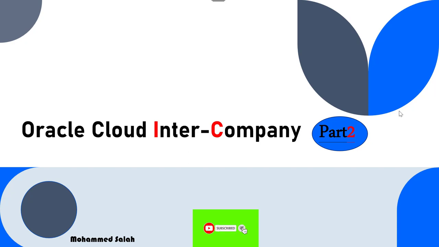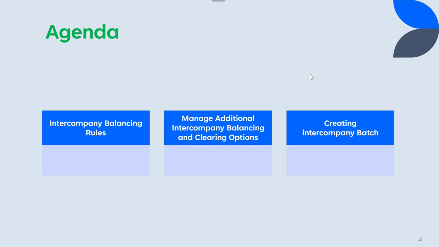Welcome to the second part of our cloud intercompany. In this part 2, we will talk about intercompany balancing rules, manage additional intercompany balancing and clearing options, and we will try to create an intercompany batch to check the transaction process flow, outbound, inbound status, also intercompany accounting, which will be generated after you complete or approve the intercompany batch. So let's start with intercompany balancing rules.